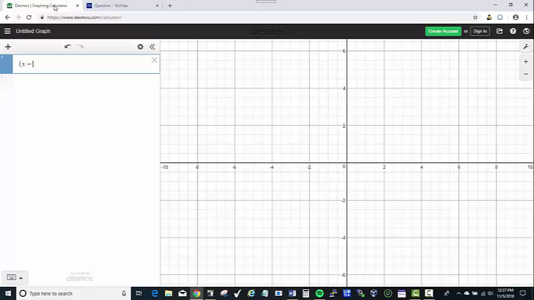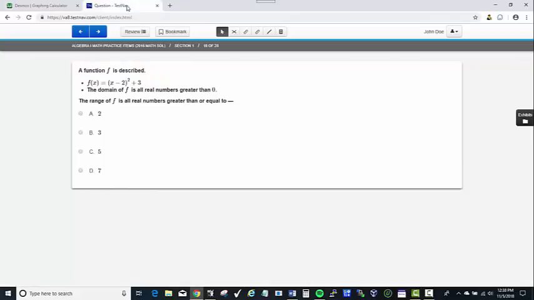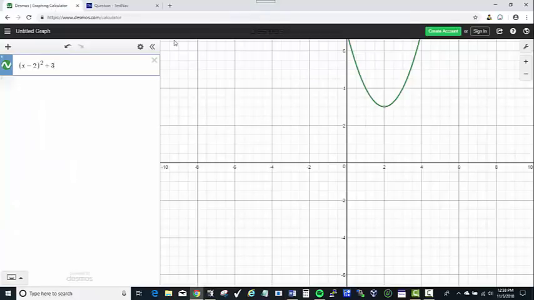Okay. x minus 2 squared plus 3. All right, so there's the graphing of it. And we see the y values start at 3 and go up from there. So basically, the range is going to be greater than or equal to 3. And we can see that just from the simple graph. All right.